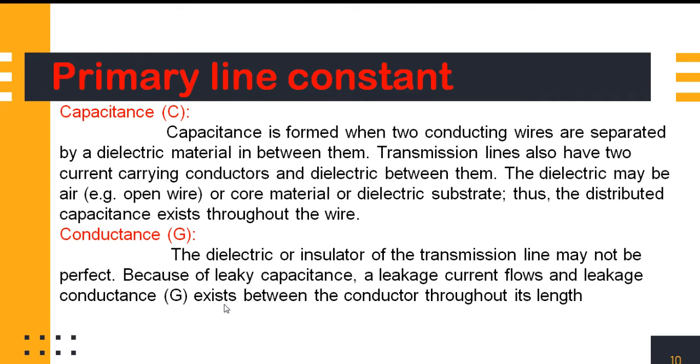Thus, the distributed capacitance exists throughout the wire. Now, the last primary line constant is called the conductance. It is denoted by capital G. The dielectric or insulator of the transmission line may not be perfect because of leaky capacitance. A leakage current flows and leakage conductance G exists between the conductors throughout its length.